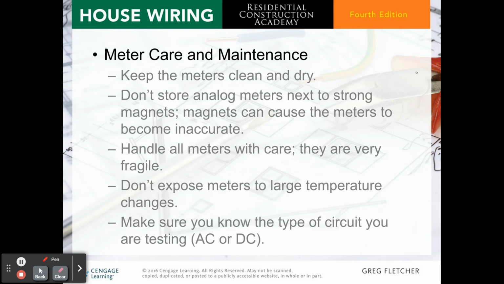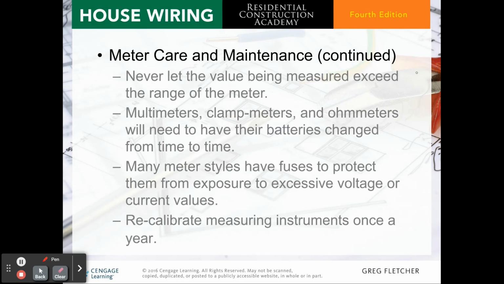Meter care and maintenance. Keep the meters clean and dry. Don't store analog meters next to strong magnets because magnets can cause the meters to become inaccurate. Handle all meters with care, they are very fragile. Don't expose meters to large temperature changes. Make sure that you know the type of circuit you are testing, whether it's AC or DC. Never let the value being measured exceed the range of the meter.